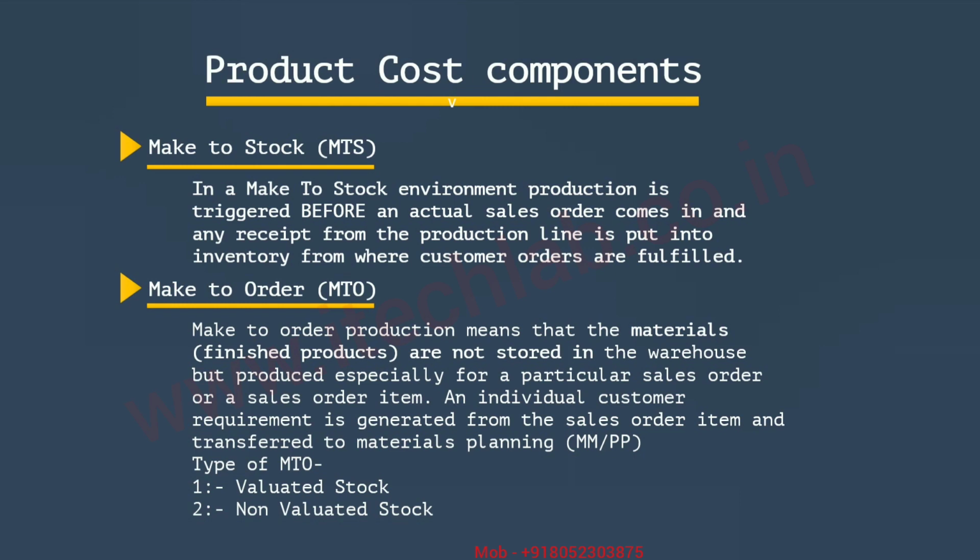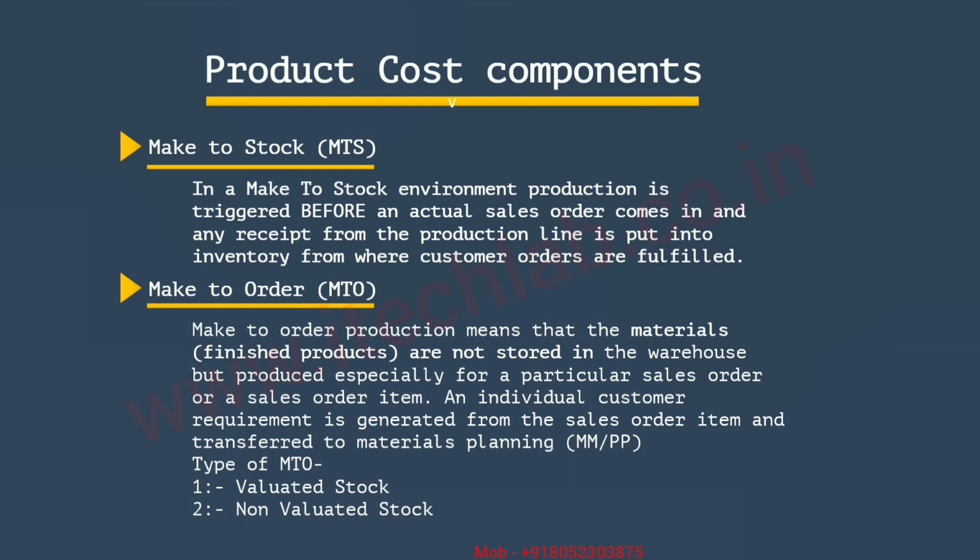Product cost components. If we come to here, there are mainly two product cost components which are used highly in all the industries, that is make to stock and make to order. Why did I choose the presentation? To make your understanding clear on what these mean. There are others also, like engineering to order, ATO and other functionality, but these two are mainly commonly used in all the business processes and in manufacturing.